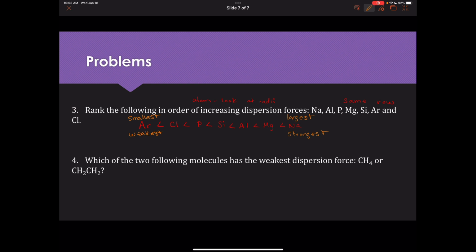Question 4, we're taking a look at molecules. We're asked which of the following molecules has the weakest dispersion force. With molecules, we are looking at size. So I've got CH4 versus a CH2, CH2. The weakest force is going to be my smaller molecule, the CH4. It's very compact. It's not going to stack very well. It has few atoms that can experience dispersion, so it's going to be the weakest. The CH2 is larger. It's slightly longer. It can stack better. It's going to have more points of contact, greater surface area, so it will have the stronger dispersion forces.